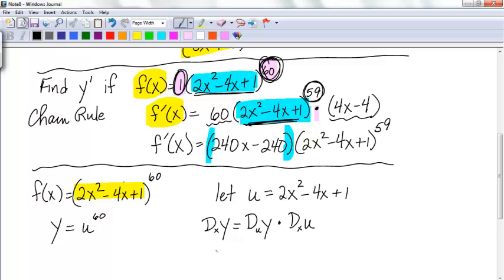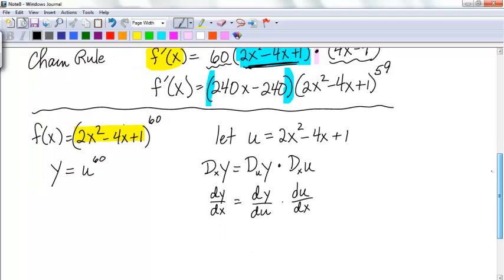Okay, the same thing can be written like this. The derivative of y with respect to x equals the derivative of y with respect to u times the derivative of u with respect to x. Now, here's what it looks like working the same problem, except that you're letting u equal a quantity.